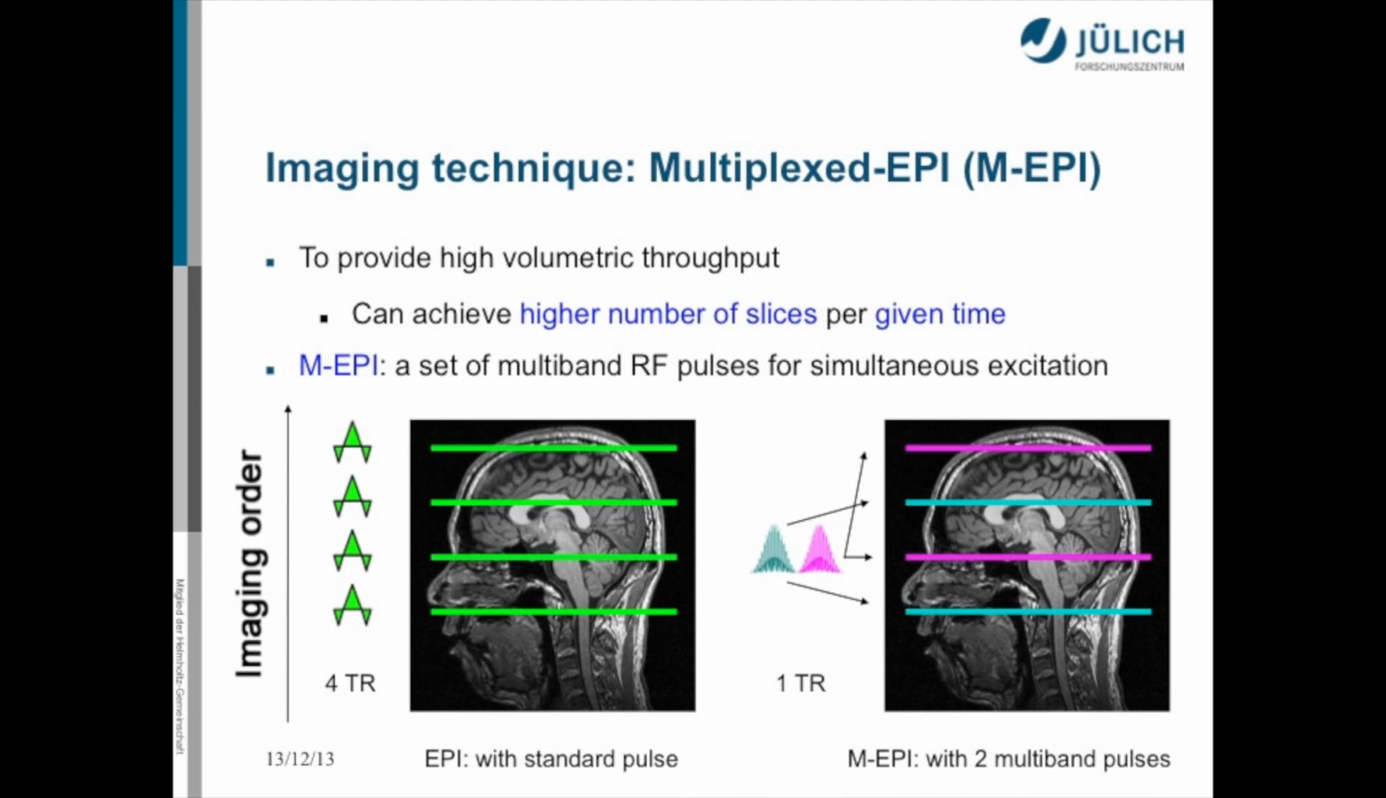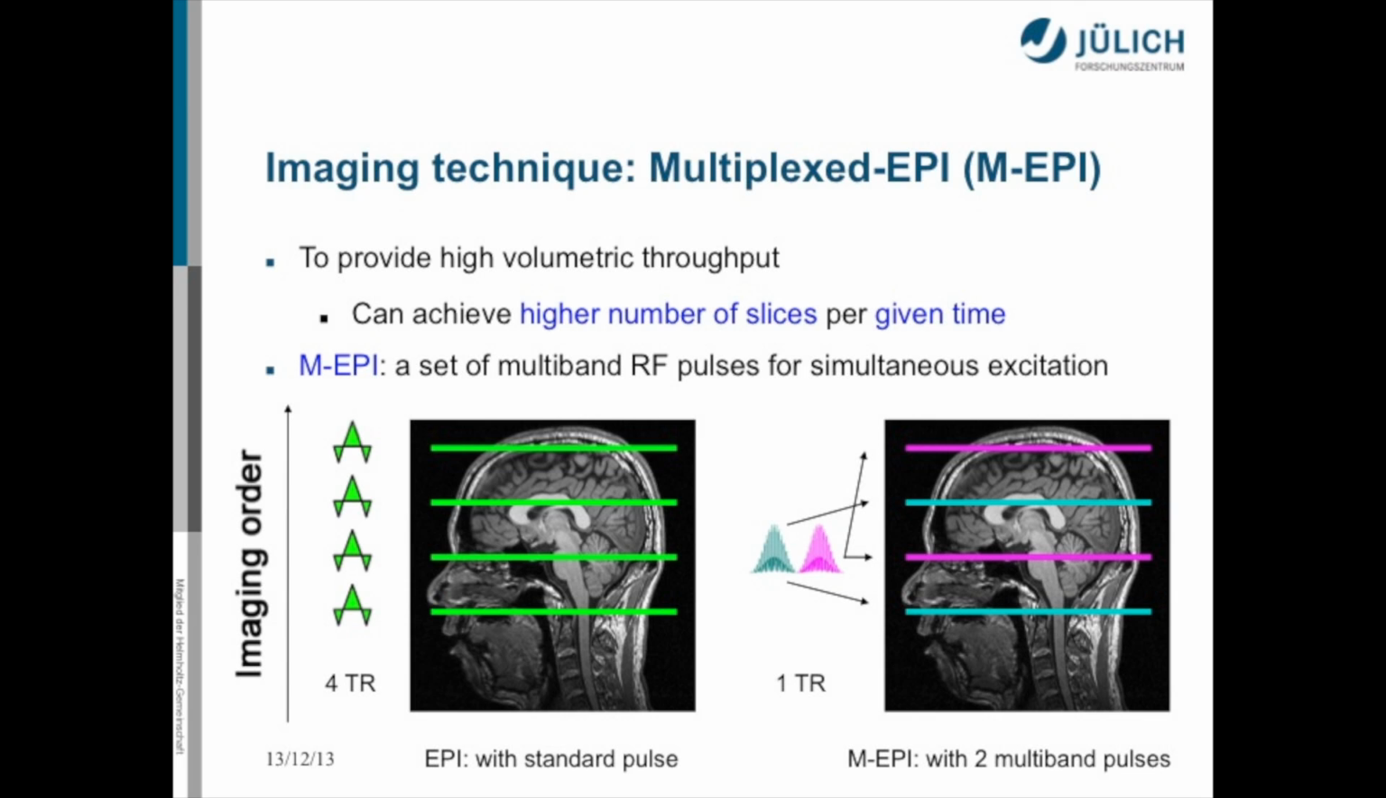But we're still interested in accelerating. Temporal resolution is an issue, and especially at 9.4 Tesla, relaxation times are even shorter, so we just need to get a move on. There are methods called multiplexing now that have been resurrected, and we've implemented those.